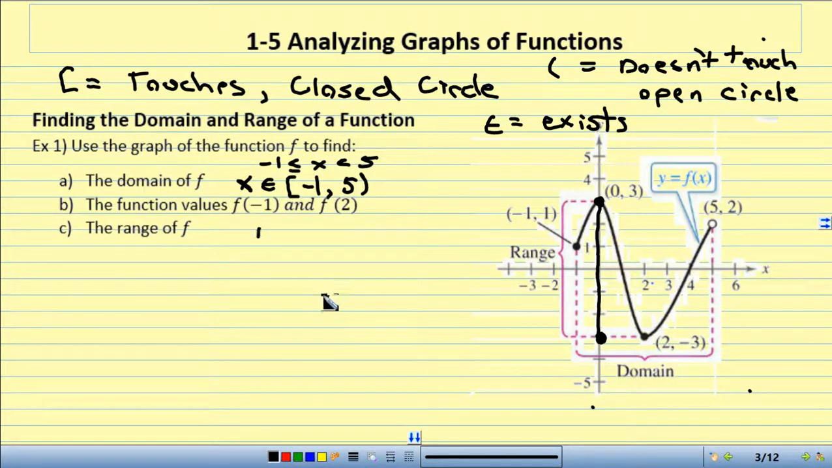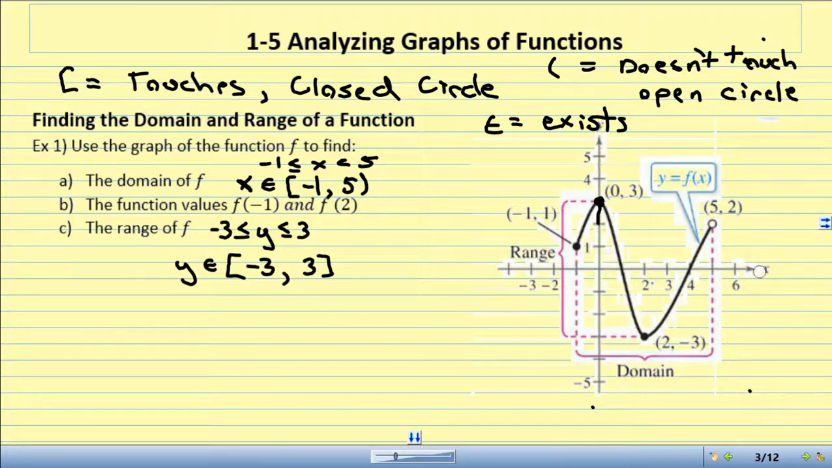So if I wanted to find the range, I would say y is less than or equal to 3, and y is greater than or equal to -3. Now, I can represent that with interval notation. I say y exists from, and it's closed circle at -3, and closed circle at 3. There you go. y exists from -3 to +3, and everything else in between.